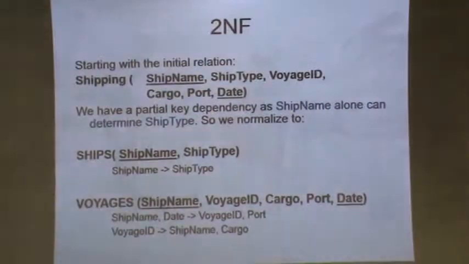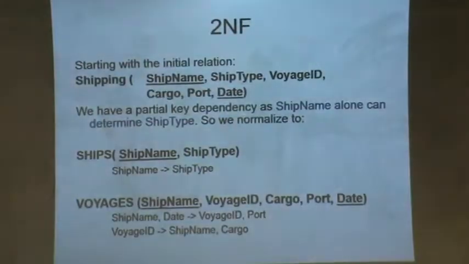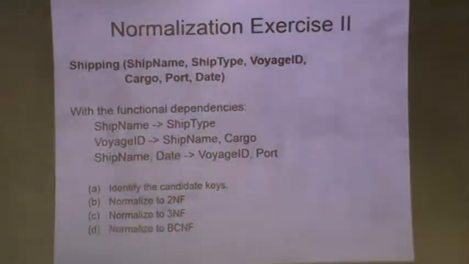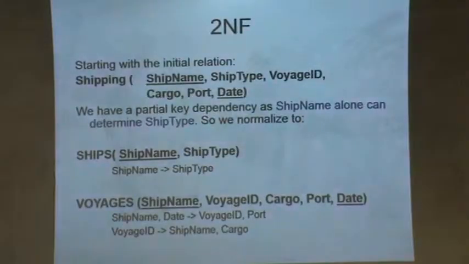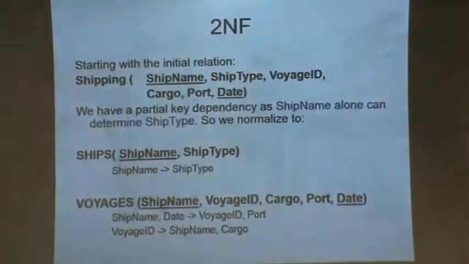Now for 2NF, I'm doing shipping as one table, another is ships, and another is purchase. For shipping, I'm putting the ship name, ship types, and ID, and cargo and port date together. Why? Because of the functional dependency, I'm grouping them here as a date. We have a partial key dependency, as ship name alone can determine the ship types. So we normalize into ship name and ship types.